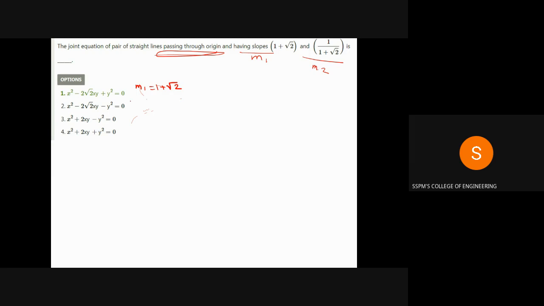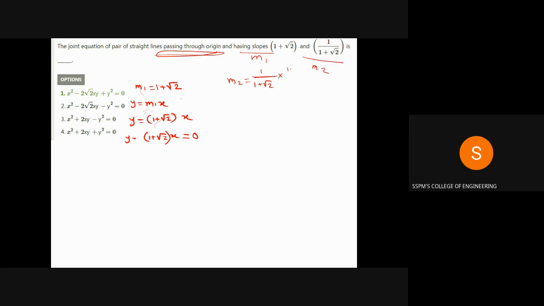Therefore, the equation of its line is y is equal to m1x. That is, y is equal to (1 plus root 2)x, that is, y minus (1 plus root 2)x is equal to 0. Now, what is m2? m2 is given by 1 upon 1 plus root 2. So in order to simplify this, we will rationalize this quotient.